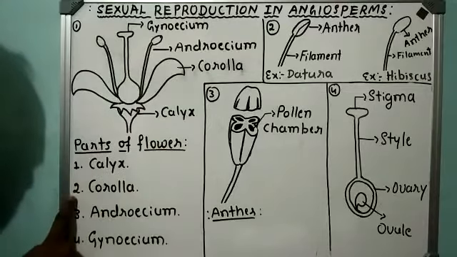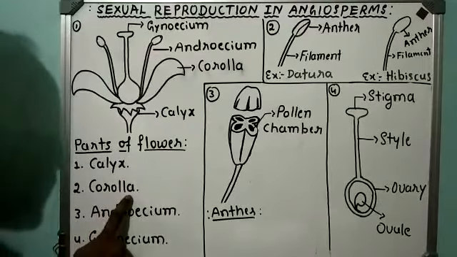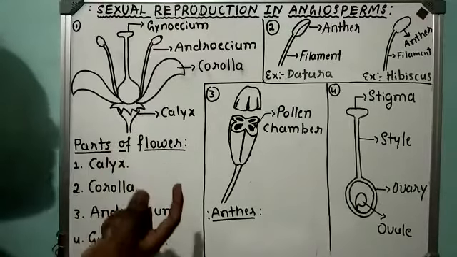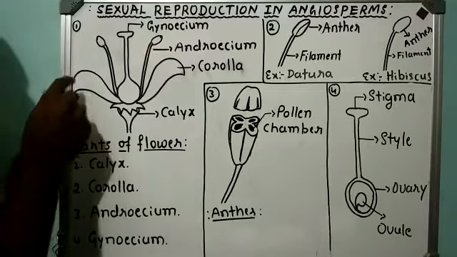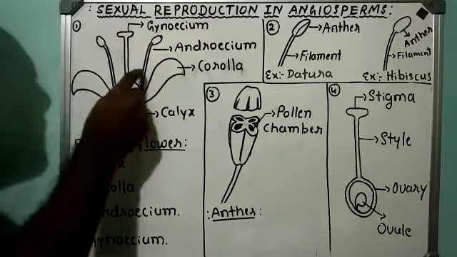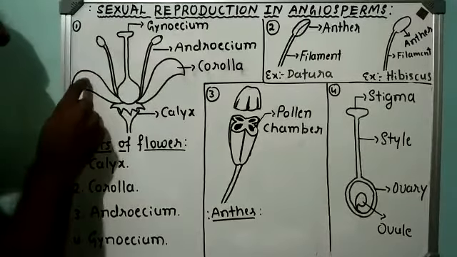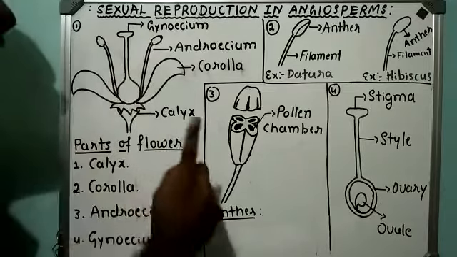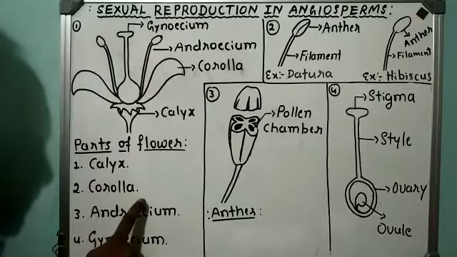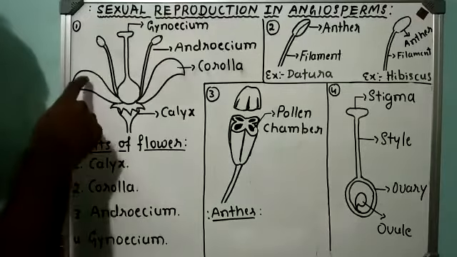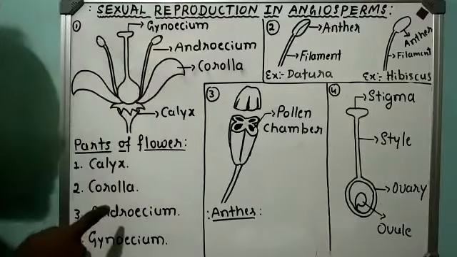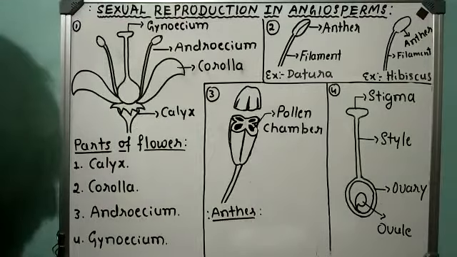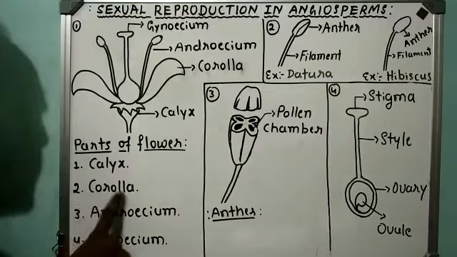Now come to the next part, that is corolla. You have already observed that in the hibiscus flower there are many bright colored fragrant petals, and these bright colored fragrant petals found in the flower are collectively known as corolla. What is their function? Because of their bright color and fragrance, they attract insects towards them and cause pollination. This is the important function of the corolla.